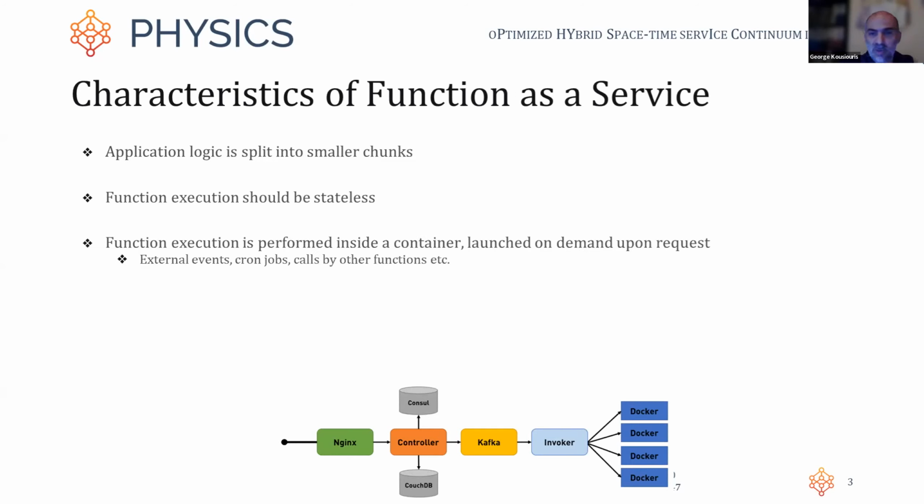This execution is performed inside a container, launched on demand when a request comes. This request can be external events, other functions calling them, cron jobs, and so on. So you typically have the request coming from Nginx to a controller to a queue, and then to an invoker that regulates the invocation to a Docker engine or a backend container cluster in order to execute the function that you have wrapped around a specific container.